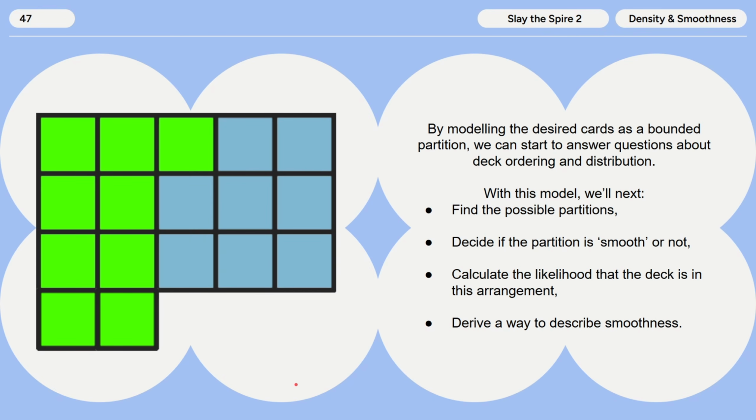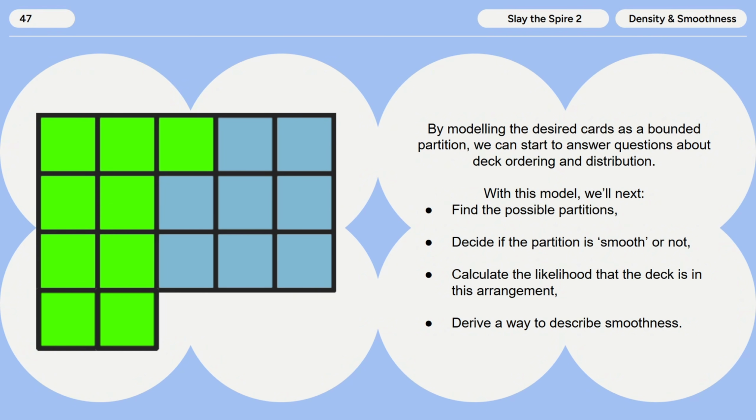And by modeling the desired cards as a bounded partition, we can start to answer all the questions about the deck to do with ordering and distribution as well. So with this model, we're going to find the possible partitions of a deck. We're going to decide if the partitions are smooth or not. We're going to analyze the likelihood that the deck is in a smooth arrangement or a non-smooth arrangement. And we're going to derive a way to describe smoothness overall of a deck.